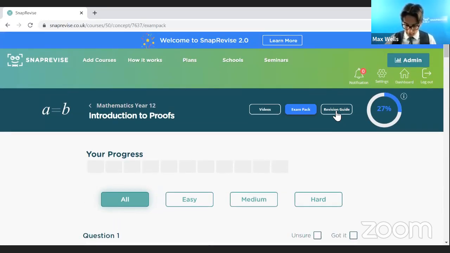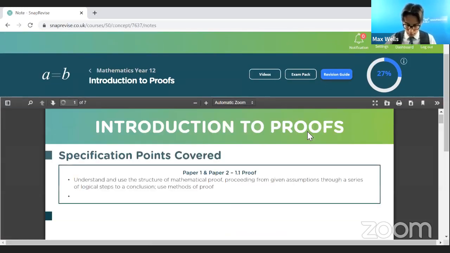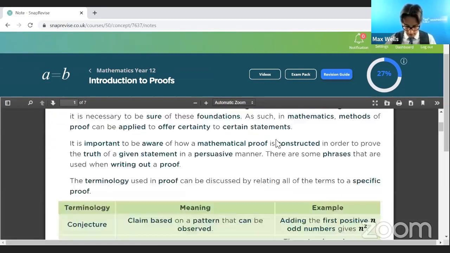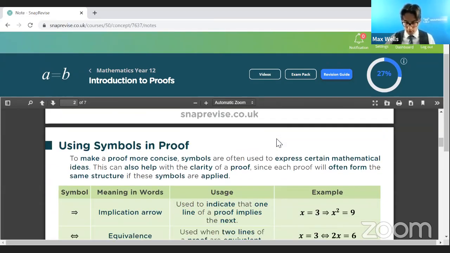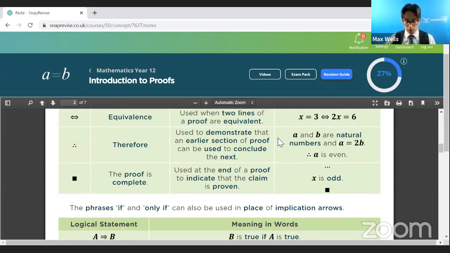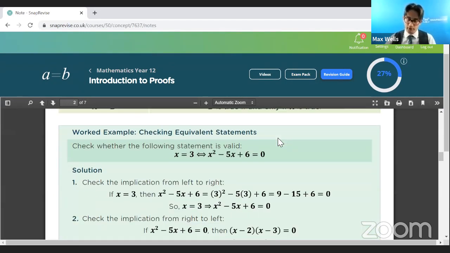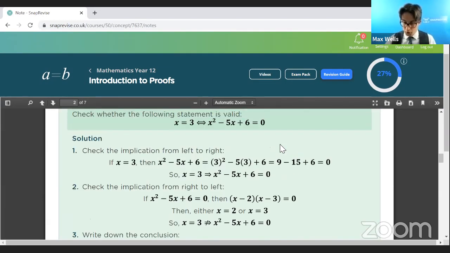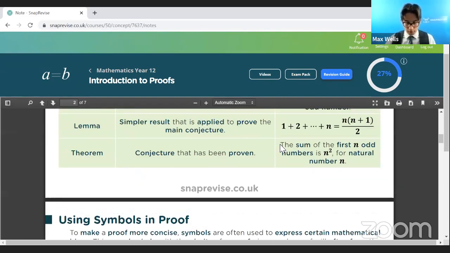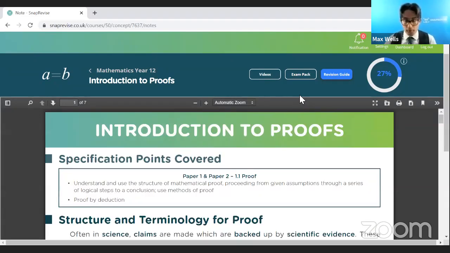What we've also got is a revision guide. And these are some really nice notes, really clear, breaking down some big topics. Proof is a particularly difficult one for a lot of people. And there's some excellent notes that you can download, print, and use at any time to revise. So that's for every topic.